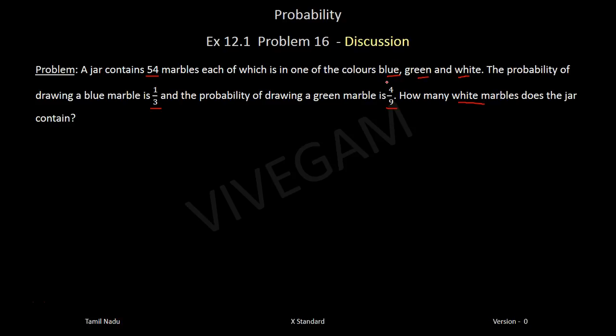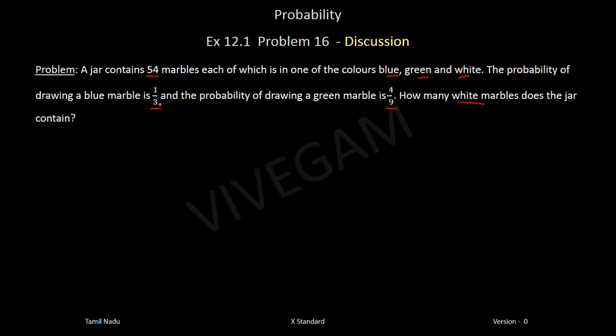If this happens, then these two are ruled out. Or if the ball drawn is green, then these two are ruled out. So that is what we mean by mutually exclusive events. When the ball is white, it cannot be blue or green, so blue or green are ruled out. In such cases, the probability of all these individual events will be equal to 1. That is, probability of blue plus probability of green plus probability of white will be equal to 1.